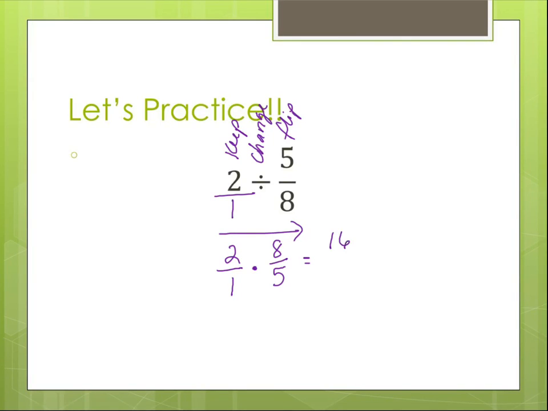2 times 8 is 16. 1 times 5 is 5. Now I have an improper fraction, so I need to make it into a mixed number. 5 goes into 16 3 times. We have 1 left over, and 5 remains our denominator. So 3 1/5 would be the answer.